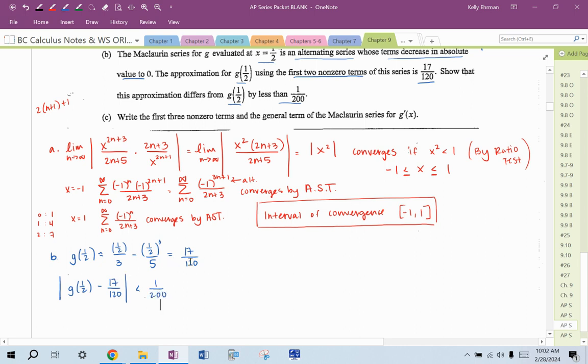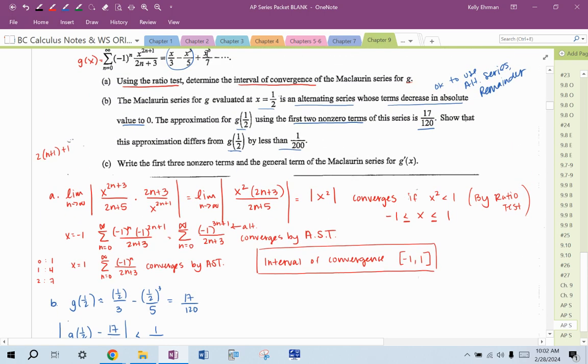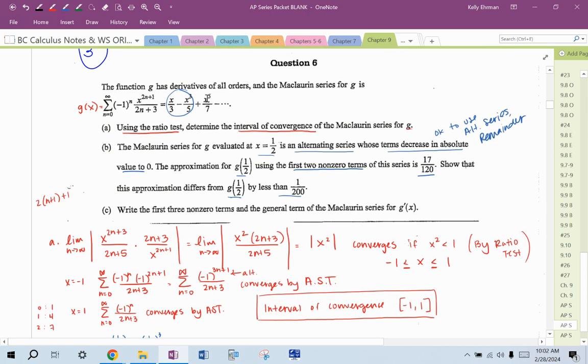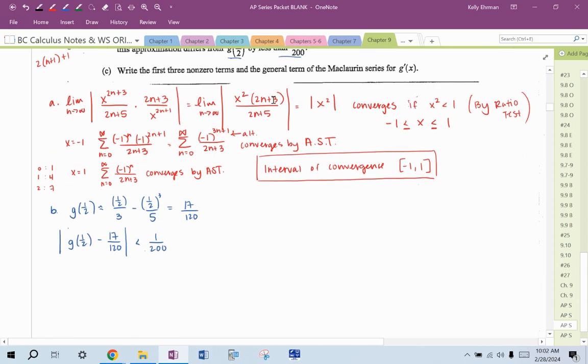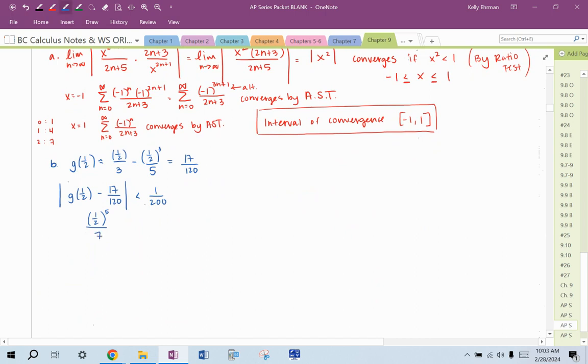Okay, so how do I do that? Well, again, I can say by the alternating series remainder, I know that, what is the first neglected term? The first neglected term would be, well, they didn't plug in 1/2 to this term, so that's the first neglected term. So we would just show that 1/2 to the 5th over 7 should be less than 1 over 200. Now, this is a no calculator problem. You've got to do a bit of math to prove that this is true.